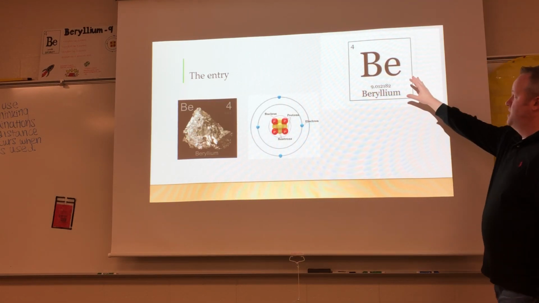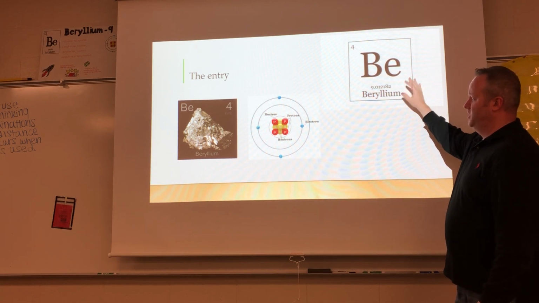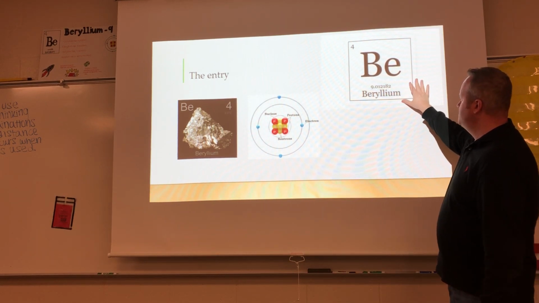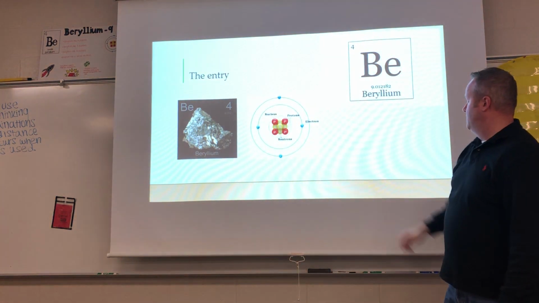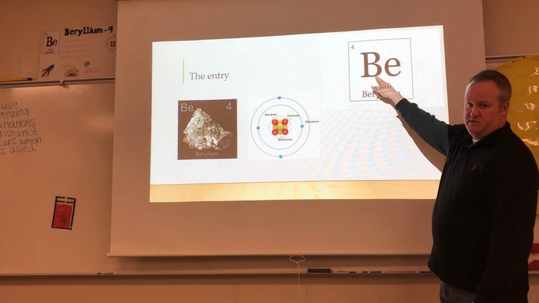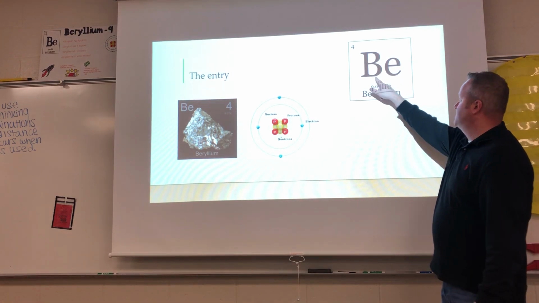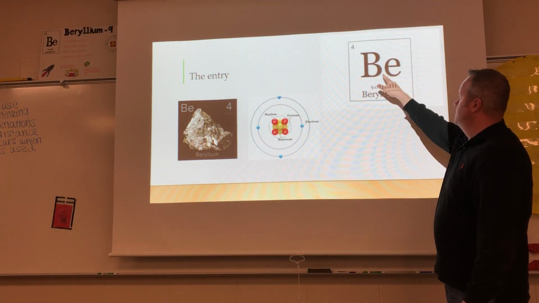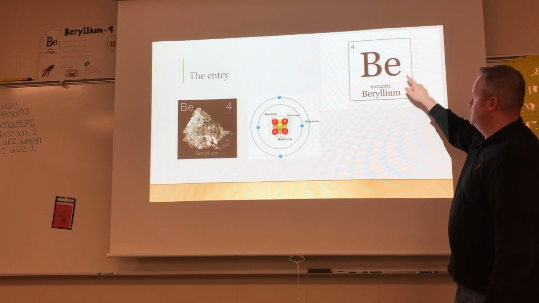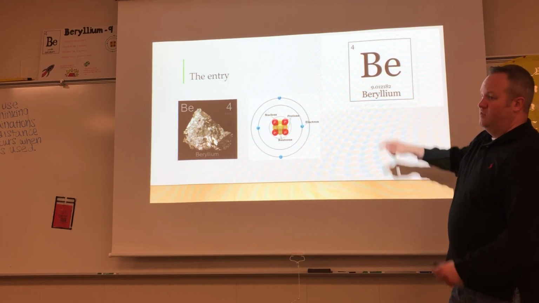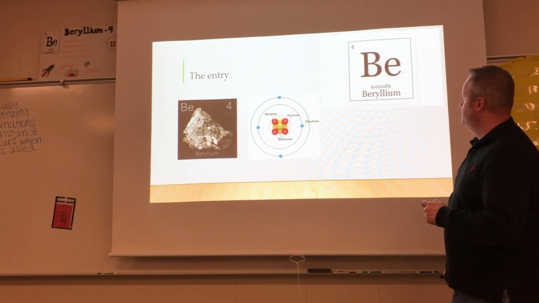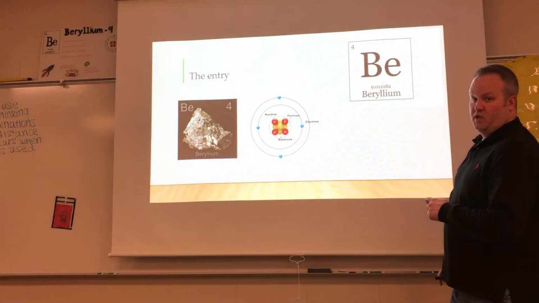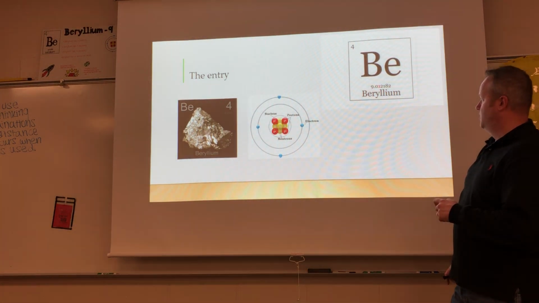So here is an example of an entry. This is for beryllium. And what this shows us is four pieces of information that are very important. First of all, it's the elemental symbol. So this is Be. Always a capital letter is what it starts with. So Be is the symbol for beryllium. Here's the name. The smaller number up at top, this is the atomic number. And then there's a number down here below, and that's called the mass number.